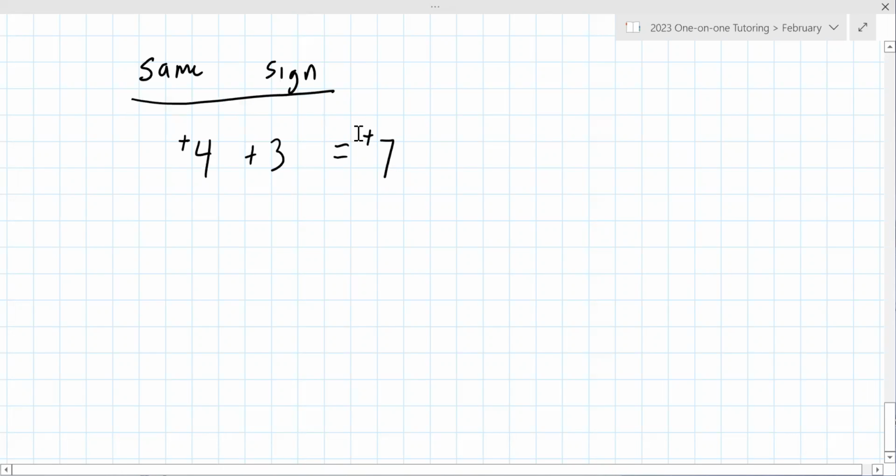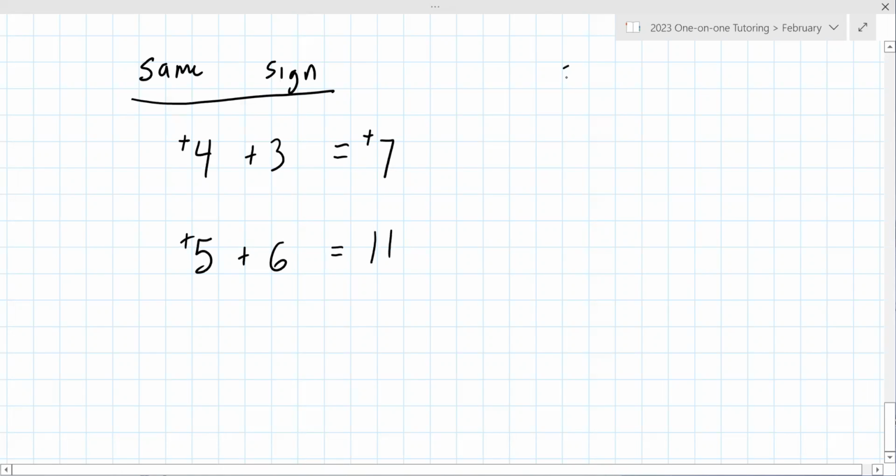So the first possibility is same sign. Okay. What is 4 plus 3? Again, don't overthink it. 4 plus 3. That's 7. Do you see that they are both positive? The answer is positive. So when they're same sign, that tells you the sign of the answer. What is 5 plus 6? That's 11.